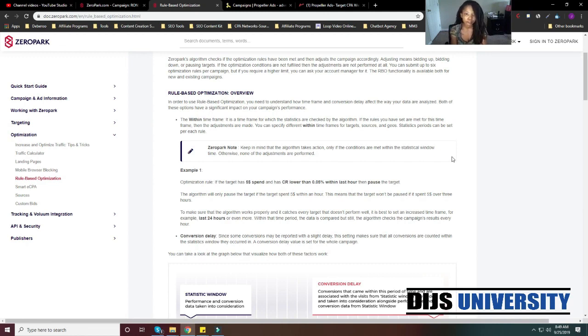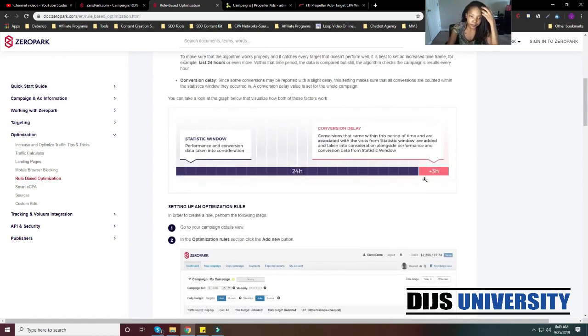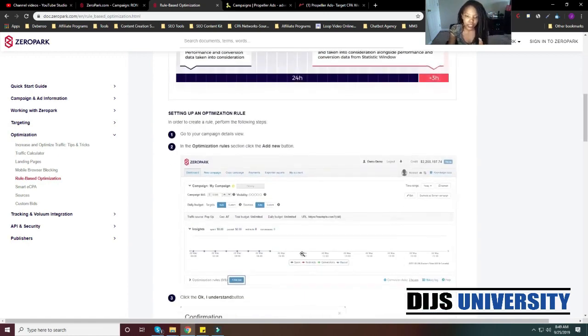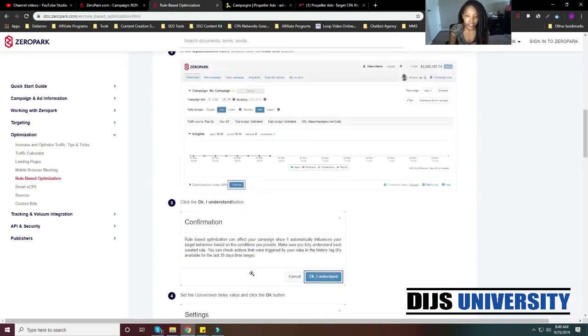And then it will help you at least deal with delays, or if you forget about it, it will save you some money, because that's what we ran into. We burned through the budget and it was in the red with Zeropark. We could not get it into the green. So setting up the optimization, I showed you already. It's pretty easy. You just add it under there.